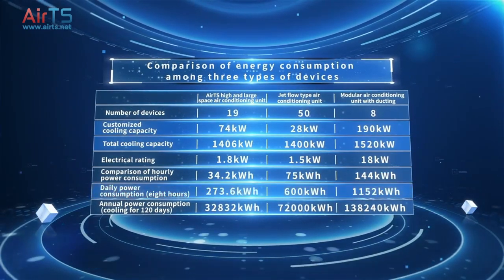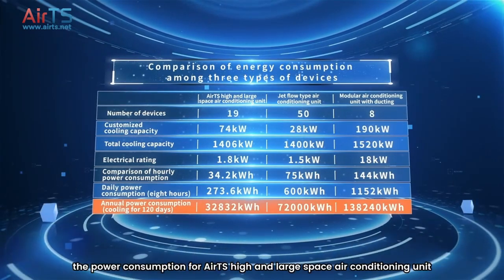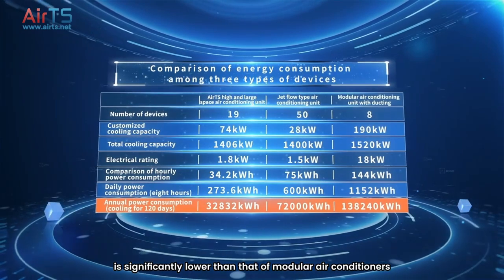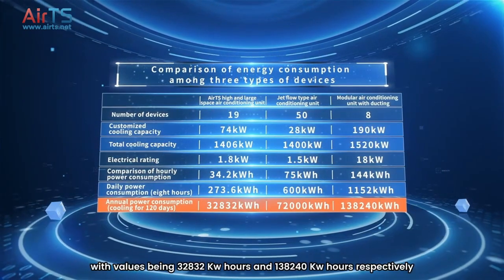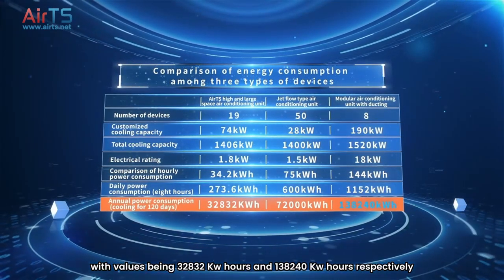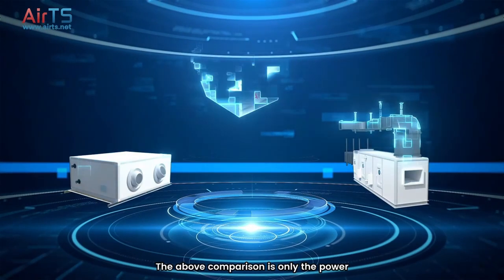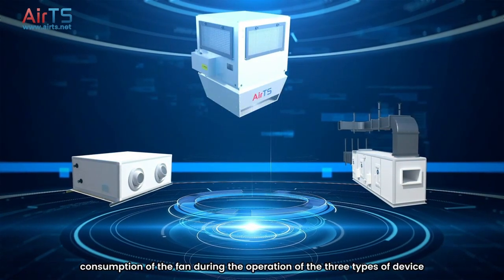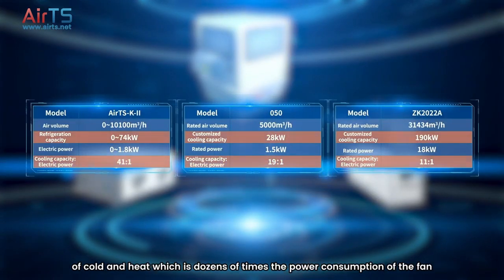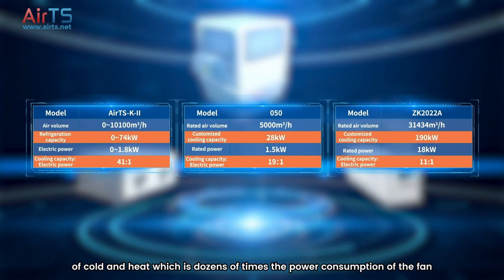to modular air conditioners. Over the course of a year, the power consumption for AirTS high and large space air conditioning unit is significantly lower than that of modular air conditioners, with values being 32,832 kilowatt hours and 138,240 kilowatt hours respectively. The above comparison is only the power consumption of the fan during the operation of the three types of device, while the energy consumption of air conditioning device is mainly the consumption of cold and heat, which is dozens of times the power consumption of the fan.